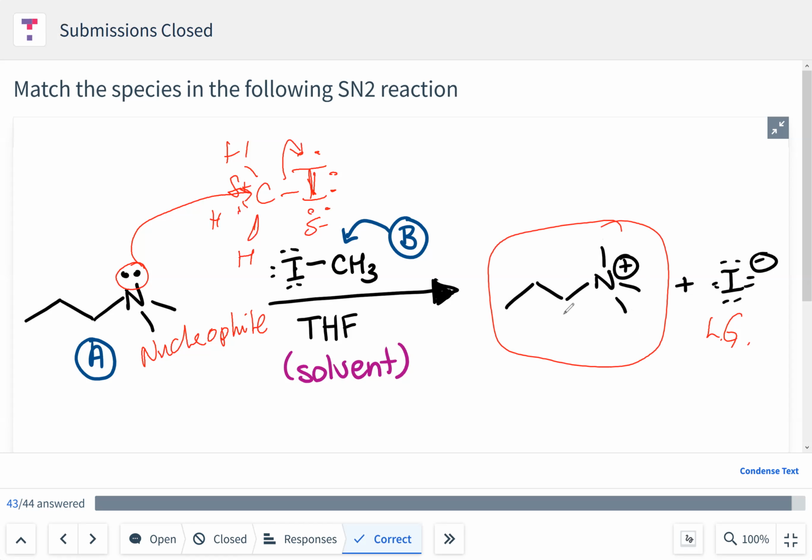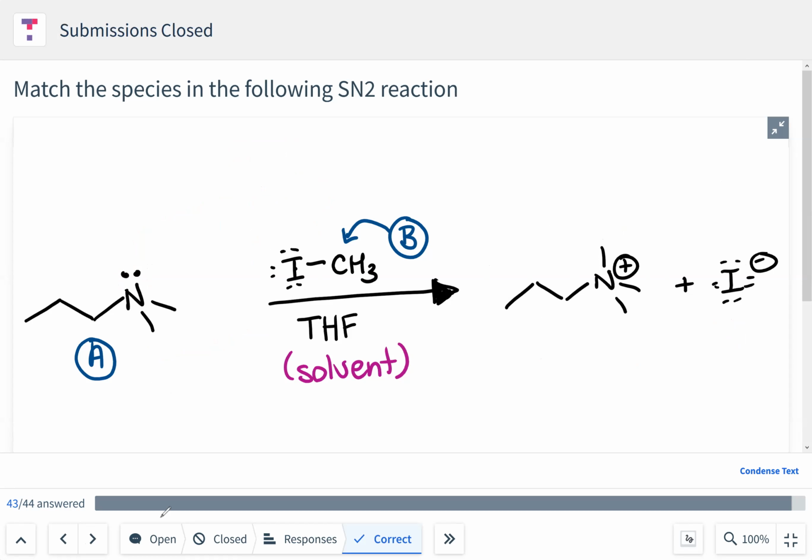So often the alkyl halide is over here and the electrophile is above the arrow, but that's not always the case. Sometimes they're reversed, so just keep that in mind. So the nitrogen's going to donate its lone pairs. We're going to break this carbon-iodine bond to form iodide and our product. Okay, good.